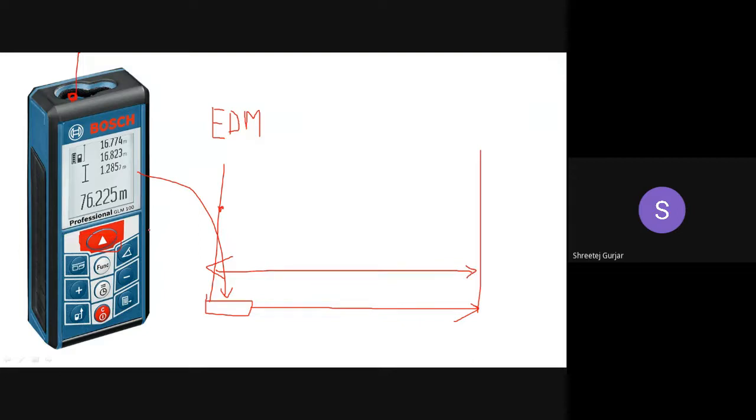Very simple instrument, very convenient. It will give you, see, up to 3 decimal points accuracy. Very quick it will give you, and a very accurate answer it will give you. So this is an electronic distance measuring instrument.